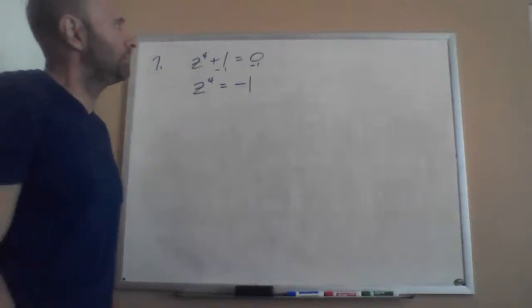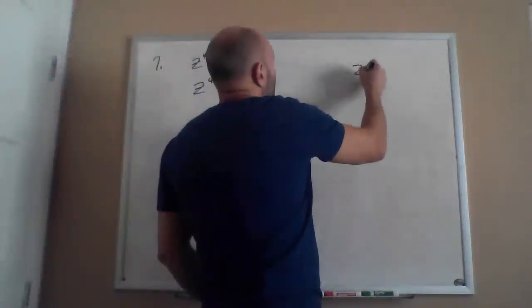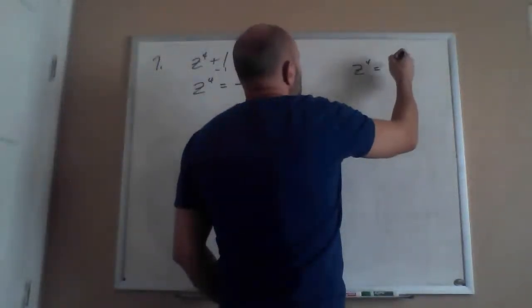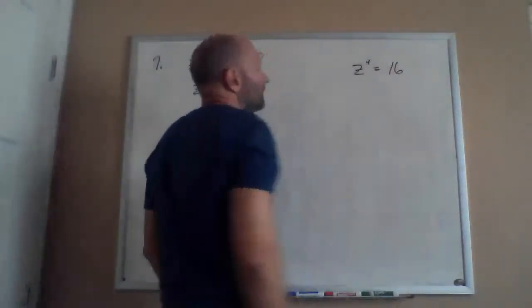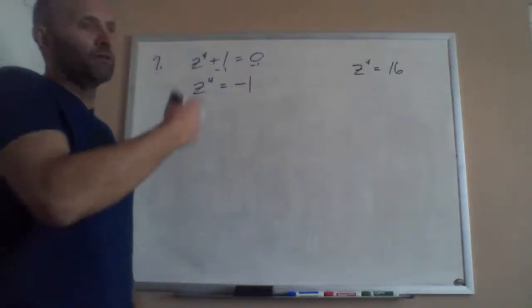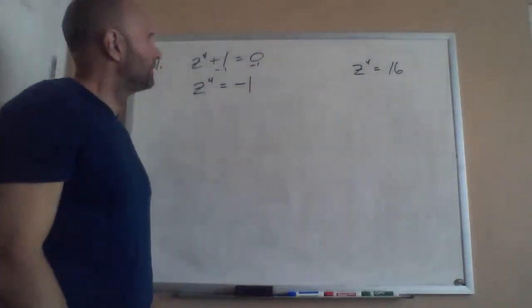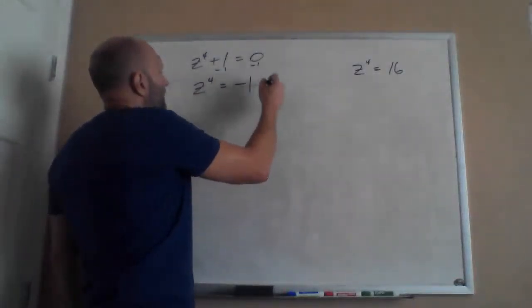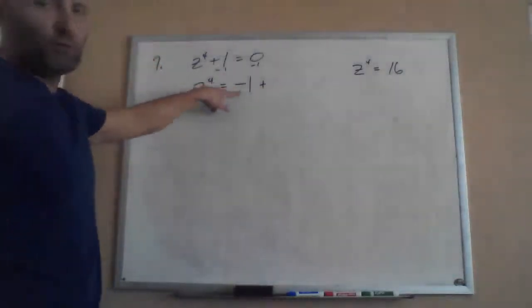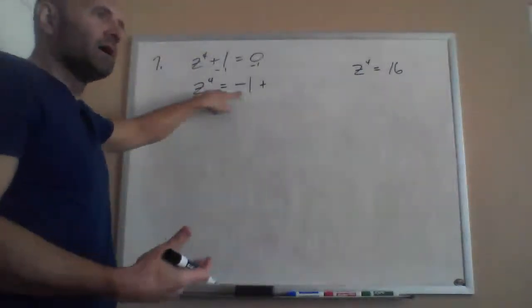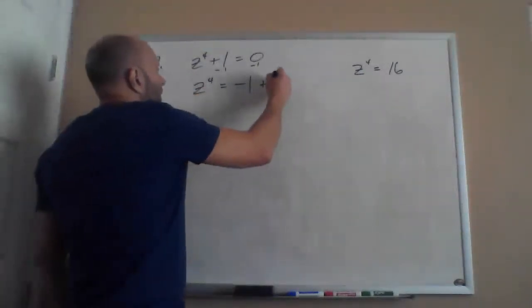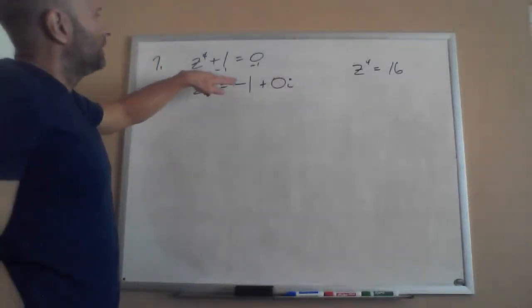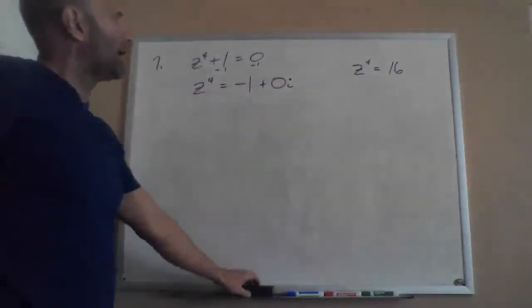So if I had a problem like Z to the 4th is equal to 16, what do I do? I take the 4th root of both sides. Similar idea here, but this is really a complex number. This is -1, because anything to the 4th power, is that going to give us a negative number? Only if it's a complex number. So this thing is really like Z to the 4th is -1 plus 0i.